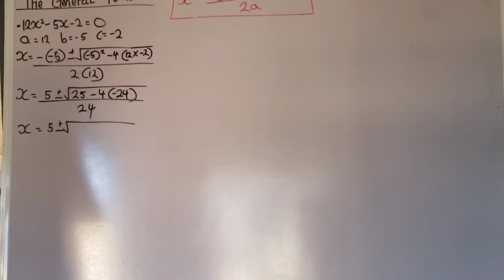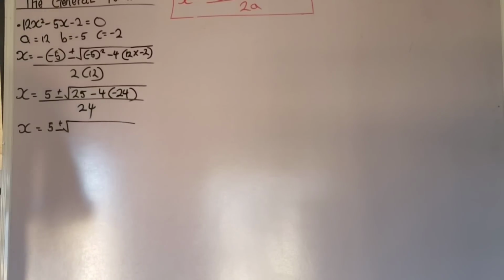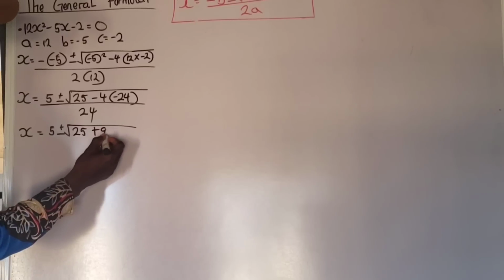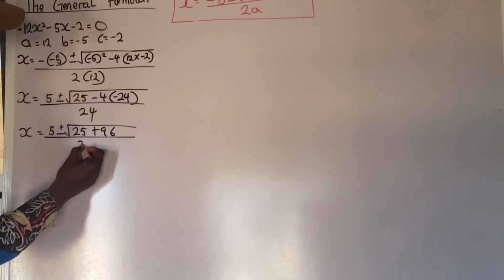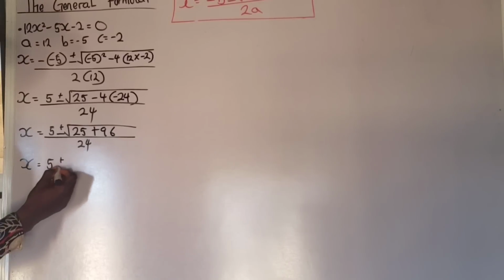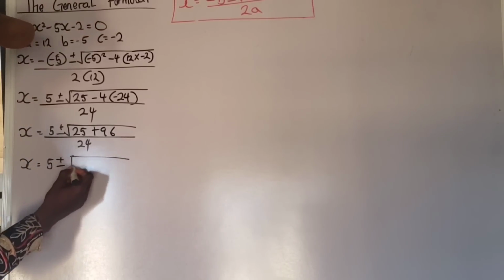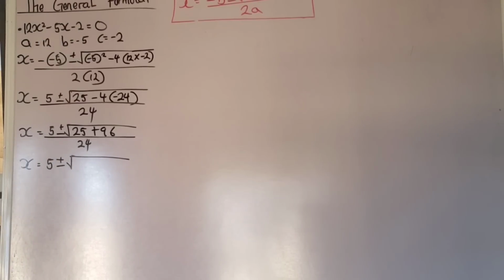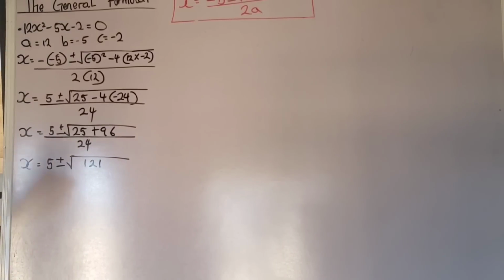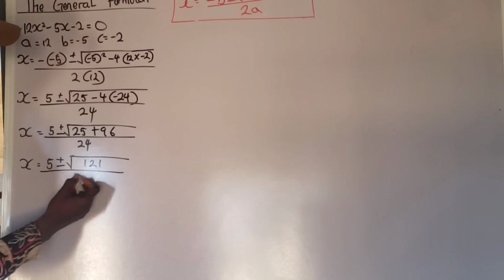Minus 4 multiplied by 24 is 96. So here I'm going to have 25 plus 96 all over 24. So x will be equal to 5 plus or minus the square root of 25 plus 96. That will be 121. So here I'm going to have 121 all over 24.